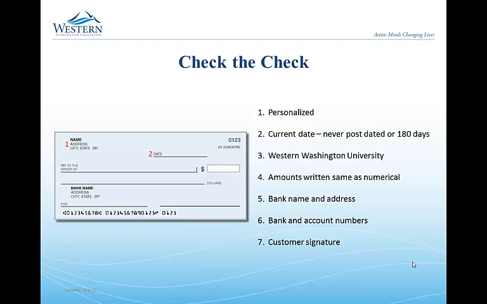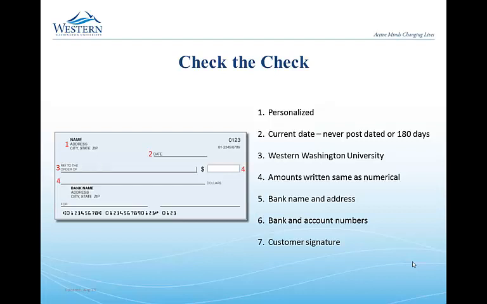A stale-dated check is a check with a date more than 6 months in the past. A post-dated check is one with a date sometime in the future. If you receive a post-dated check, do not hold it. Submit the check for deposit. The payee must be Western Washington University. Western and WWU are also acceptable.